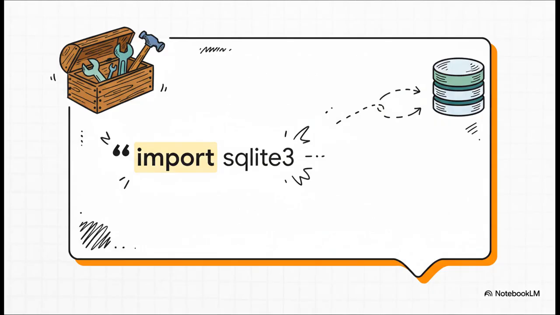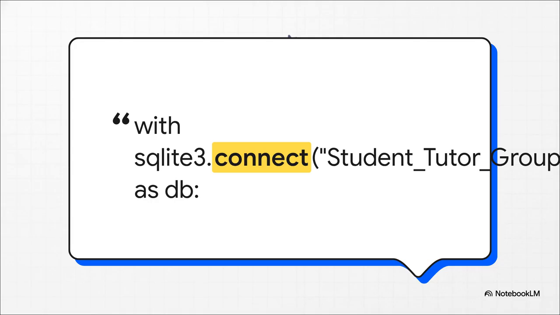Let's start right at the top. This first line, import sqlite3, is super simple. It's just you telling your Python script, hey, we're going to need that built-in database tool I told you about. It's like grabbing the right tool from your toolbox before you start a project. Now this next line, this is where the magic really starts. The connect command is so cool. It does one of two things. If a file named student_tutor_groups.db already exists, it just opens it up. But if it doesn't exist, no problem. It creates a brand new empty one for us right on the spot.